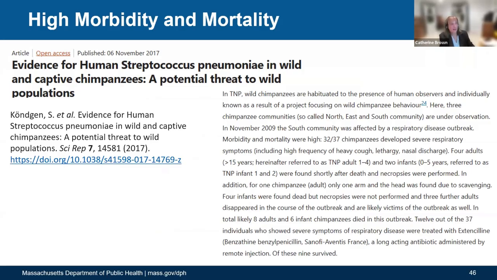There's the evidence of Streptococcus pneumoniae, which is a bacteria that also causes pneumonia and respiratory infections, was spread to chimpanzees, and in fact ended up killing 8 adults and 6 infant chimpanzees out of a group of 37. So that's 14 out of 37 deaths. That's a lot of mortality.